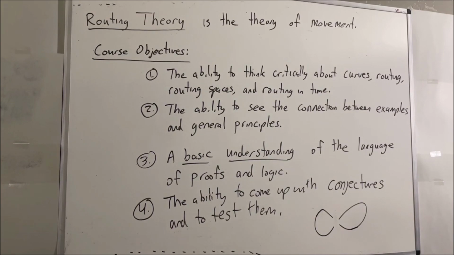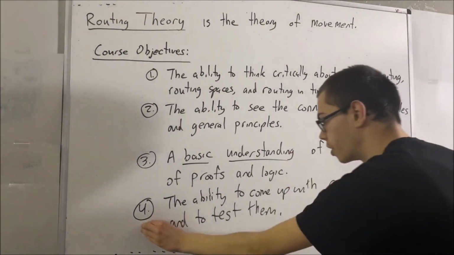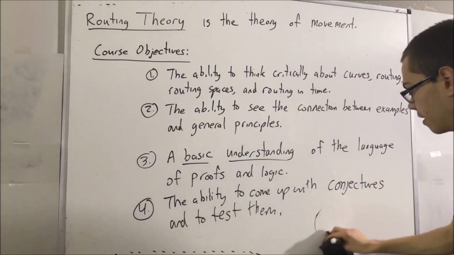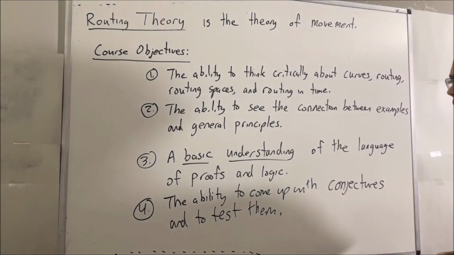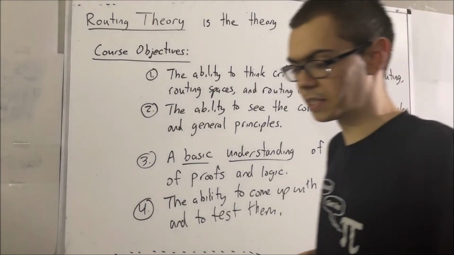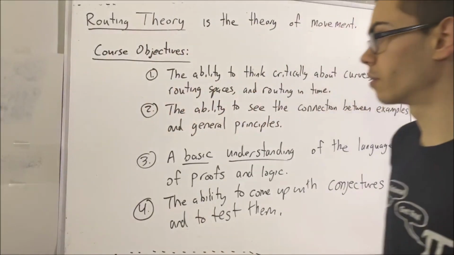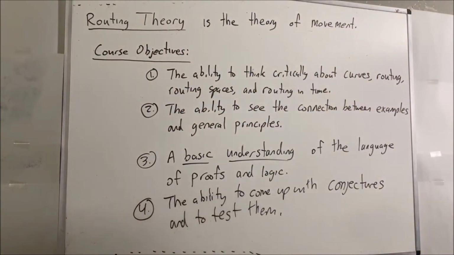And so that's the idea of principle number 4, or objective number 4: the ability to come up with conjectures and to test them. And so, yeah, that's pretty much it for the course objectives. And that is all I would like to talk about in this video, right? So this is basically an overview of what we're going to be talking about in this course called rooting theory. Anyways, that's pretty much it for this overview.